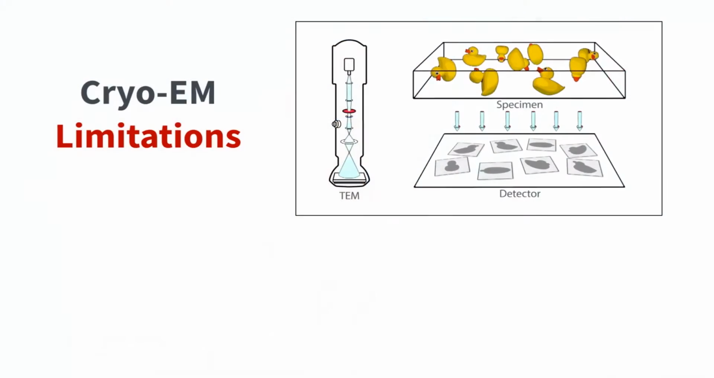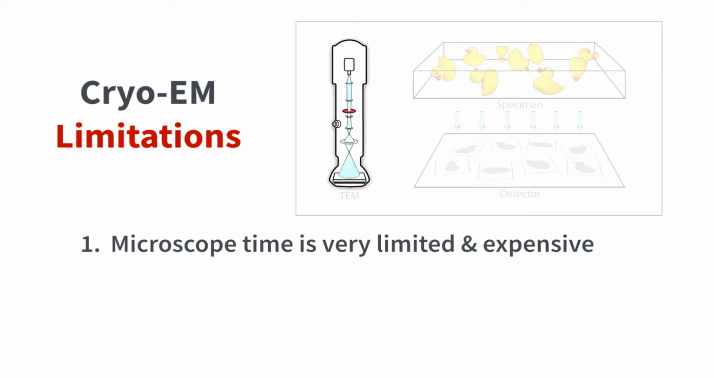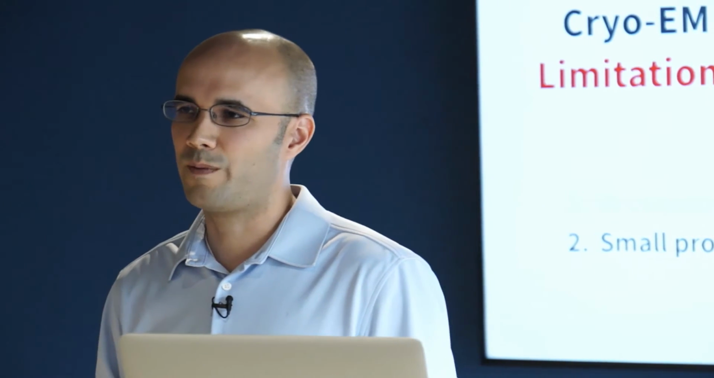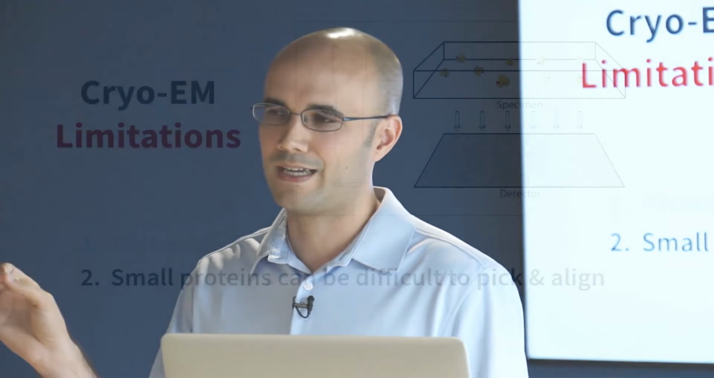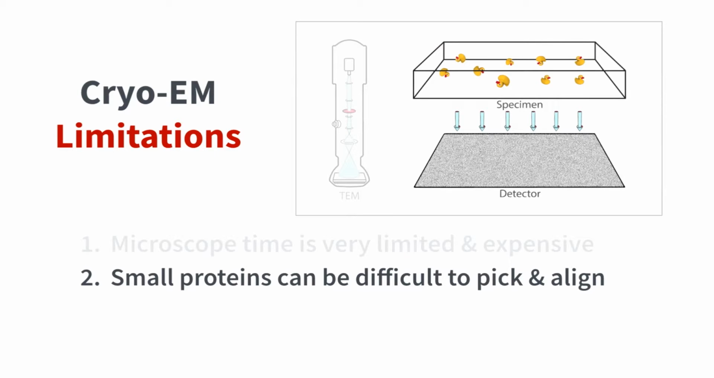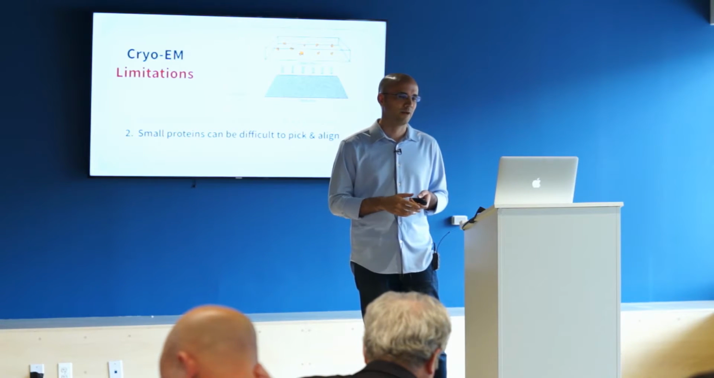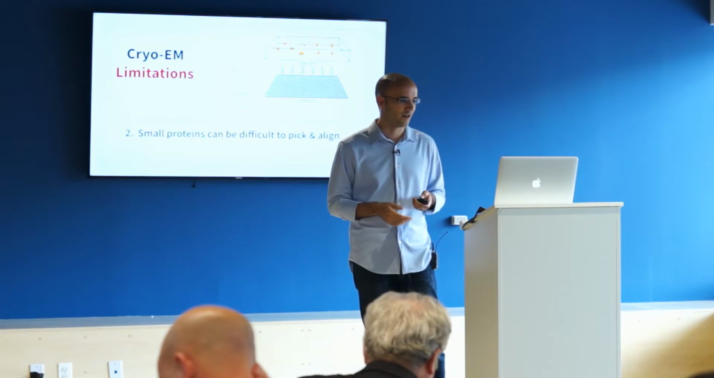Now, what are some limitations? First, and this technique is kind of a victim of its own success, the microscope time is very limited and expensive. A lot of people around the world are vying for very limited time on these microscopes right now. But that'll improve over time. Another is that small proteins can have very poor contrast and be difficult to pick and align. There are also technical advances underway, for example, this Volta phase plate technology that may make it easier to see small proteins, but it would still help to be able to see where they are.